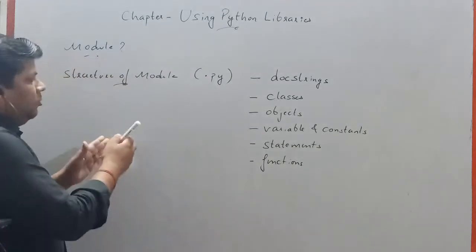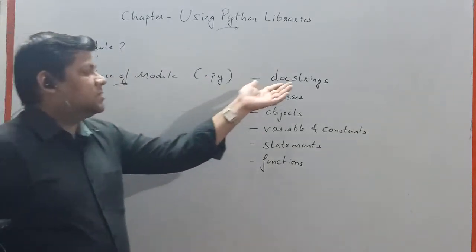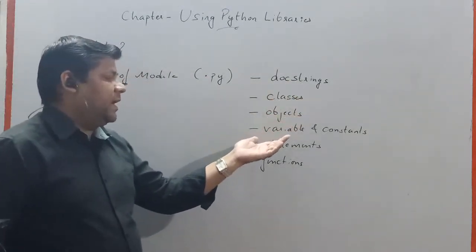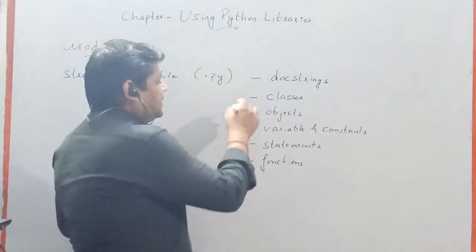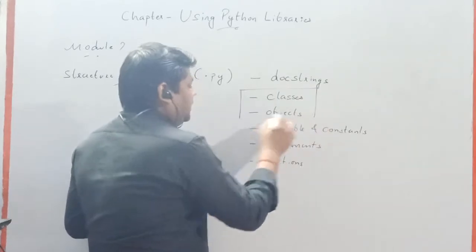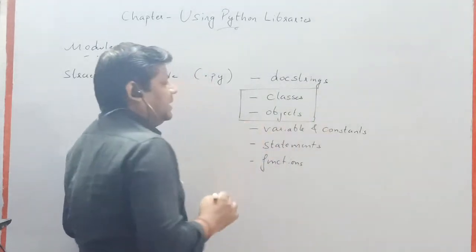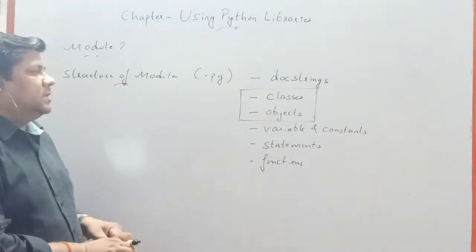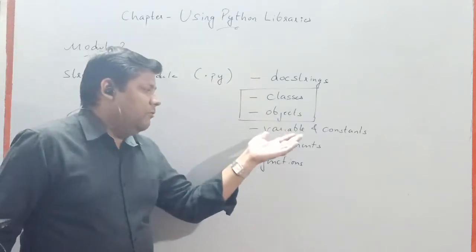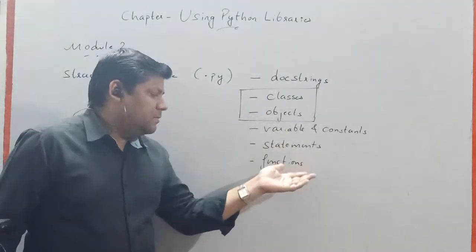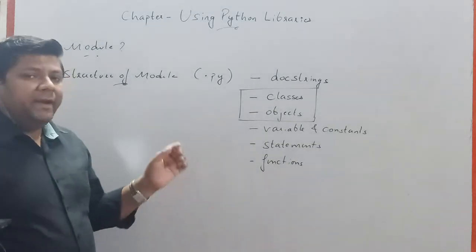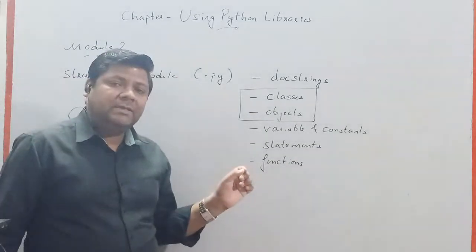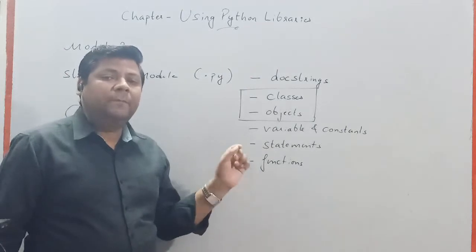So what can a module contain? It can contain doc strings, classes, objects, variables, constants, statements, and functions. Classes and objects we are not going to discuss because they are omitted from our syllabus. So now we have to discuss what doc strings are, and how we can define variables, statements, and functions. First of all, what is a doc string? A doc string is a statement that is enclosed within triple quotes.